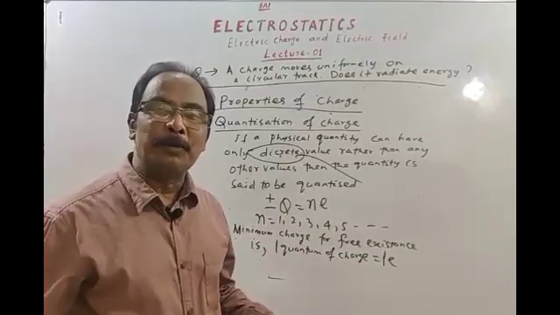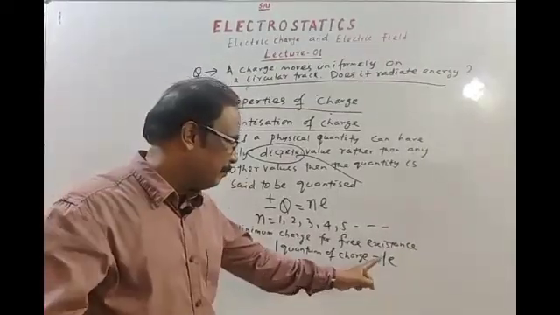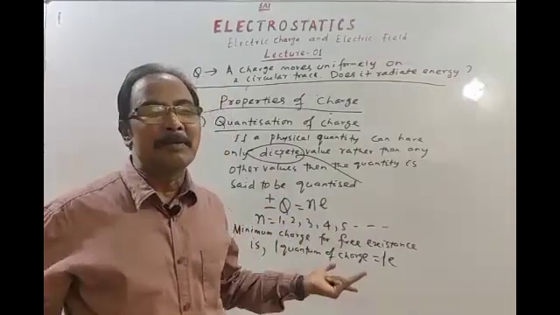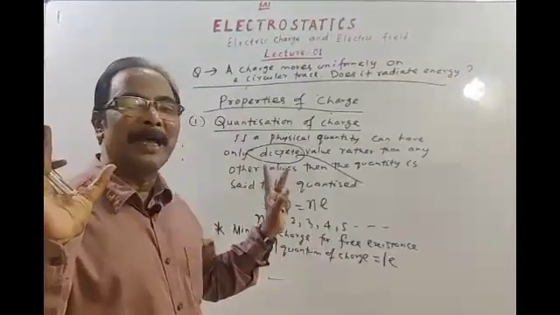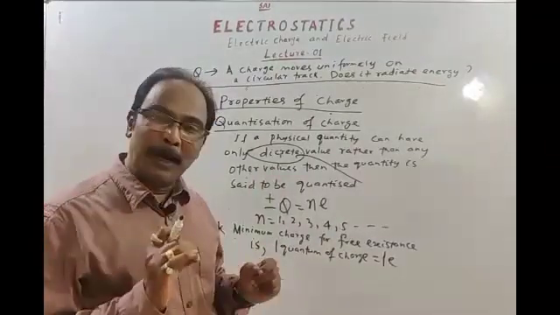That's equal to the charge of 1 electron. If a body loses 1 electron, then its charge is plus 1 e. If a body gains an electron, then its charge is minus 1 e. So the minimum value of charge is the charge of 1 electron. This is called 1 quantum of charge.